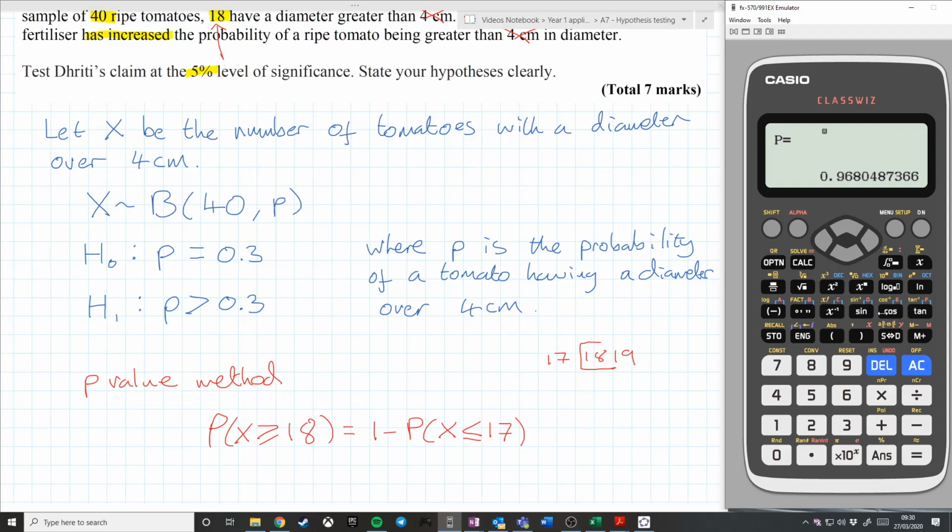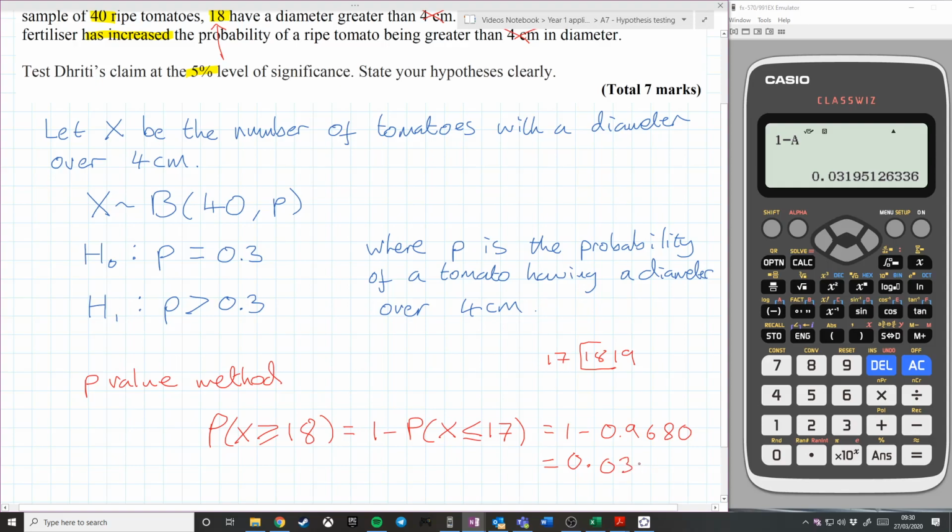So I'm going to write that down. This is equal to 1 minus 0.9680. And if I want to check my value, I can store this as A. I can go here and do 1 minus my value of A. And I get that that is 0.0320.